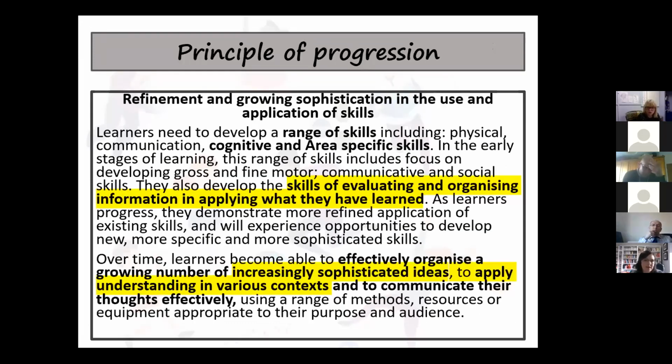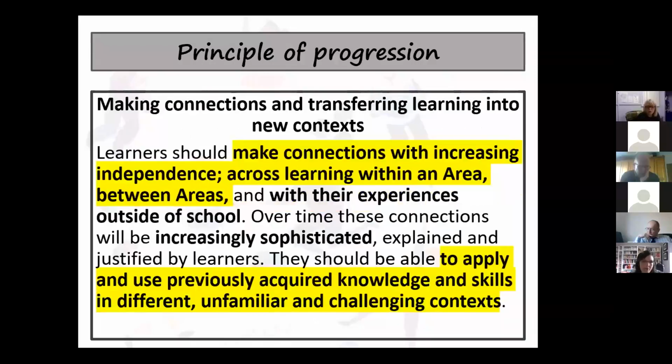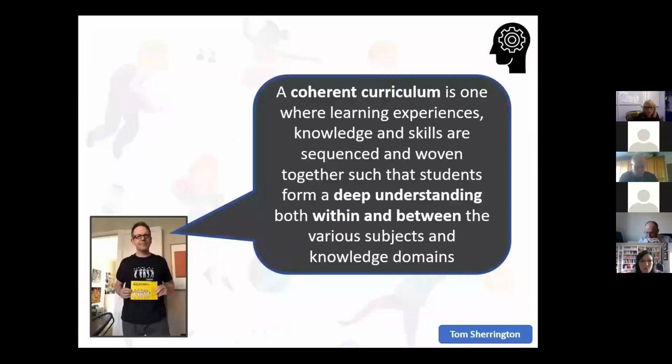And the principle of progression, the final one there, so refinement and growing sophistication in the use and application of skills of evaluating and organizing information. The bottom bit there that I've highlighted in yellow, increasing sophistication of ideas and being able to apply understanding in various contexts is how we develop progression. And we've got to make connections and transfer that learning to new contexts. So here we're transferring from understanding of the atomic nature of matter to understanding the atomic structure, to being able to link that, make connections with the environment, so to apply and use previously acquired knowledge and skills in different, unfamiliar and challenging contexts. So just one more slide from me.